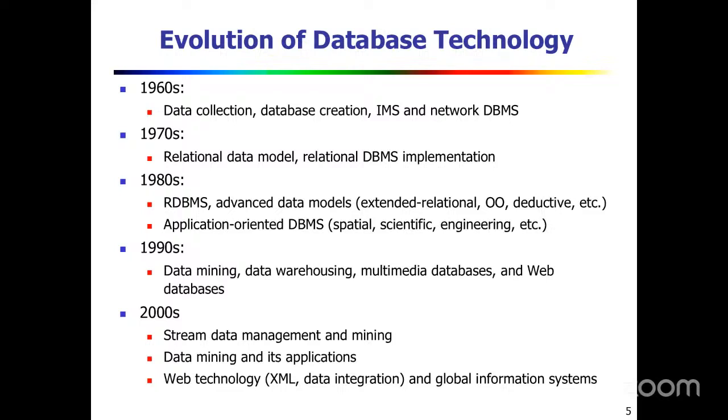So when we talk about the 1960s, that is data collection, data creation, IMS systems and network DBMS. Next, in the 1970s, relational data models, relational databases. At present, we are using all these things. Some famous databases we all know are Oracle and MySQL. In our laboratories, we use MySQL, PostgreSQL, and DB2 from IBM. Till date, we are using these relational database management systems. 1970s onwards, 1980s RDBMS, and in the 1990s there comes data mining.